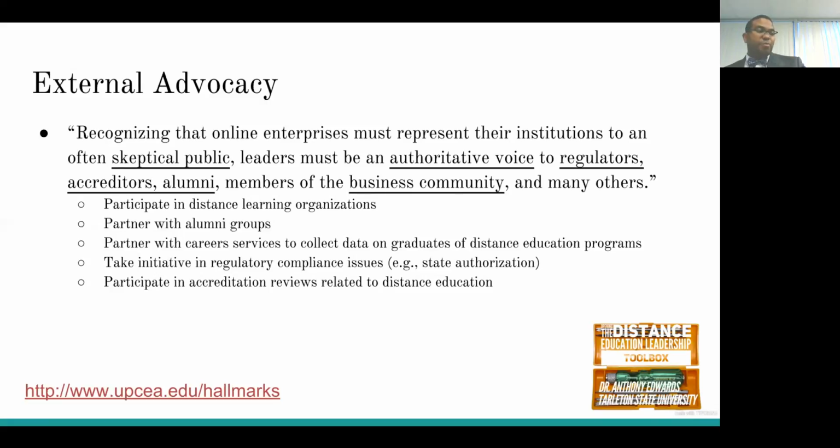Participating in accreditation reviews related to distance education. If you're in SACS, or your institution is in SACS, part of the accreditation review process does deal with distance education. So being a reference for those who may be on the quality enhancement plan group, and providing them the information they need about distance education standards, is a way that you can have external advocacy.